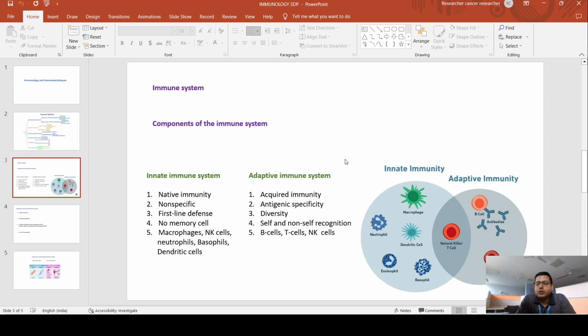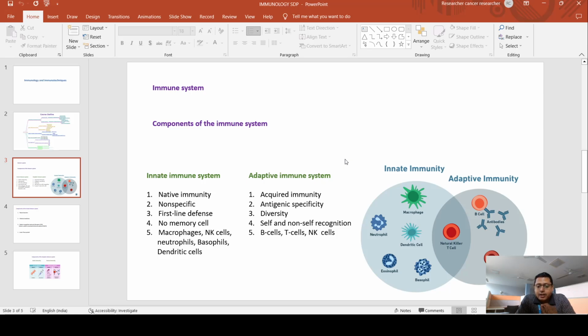The next point is diversity. There are different types of viruses and bacteria which cause different types of disease. But as we discussed, the adaptive immune system acts against a particular bacterium or virus. That is why it has so much diversity.